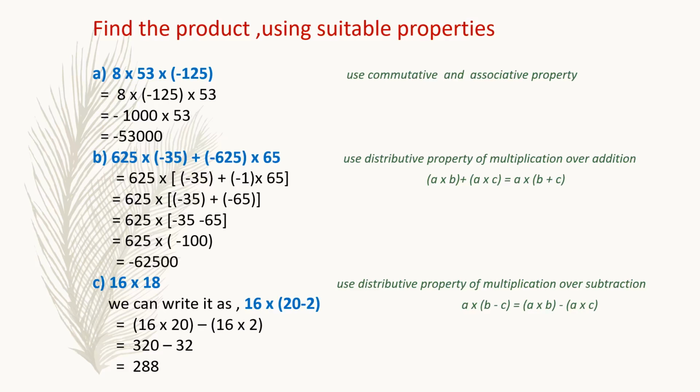In part C, it is 16 into 18. Again, it is difficult to multiply 16 into 18, but we can write 18 as 20 minus 2, or you can resolve 16 also, that is 20 minus 4. Now again here we are using distributive property of multiplication over subtraction. You can see we can simplify the question with very easy steps.